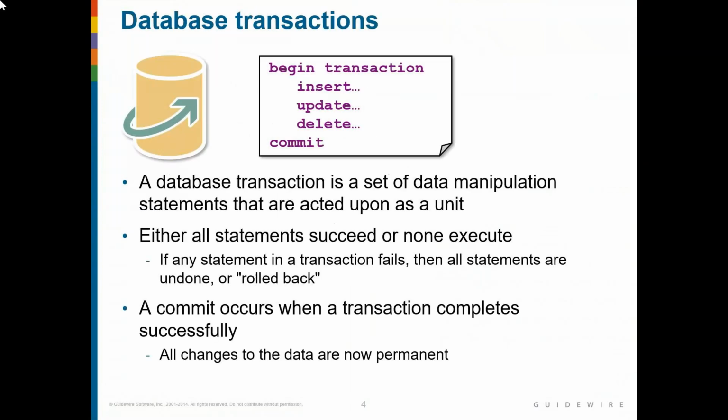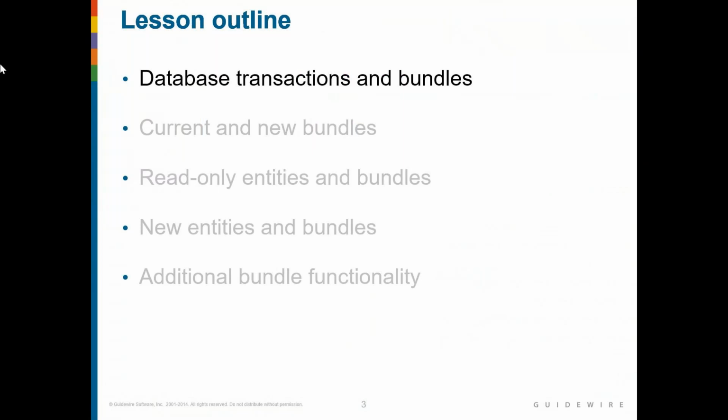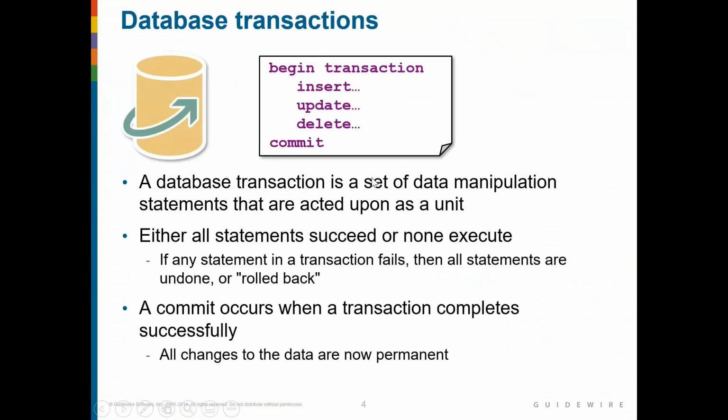These are different types of bundles: current and new bundles, read-only entity bundles, new entities and bundles, and additional bundle functionality. These are all database transactions basically: insert, update, delete, and commit. A database transaction is the data manipulation acted upon as a unit. In a database we commit transactions, update, and delete, and similarly we achieve this in Gosu through the bundle.